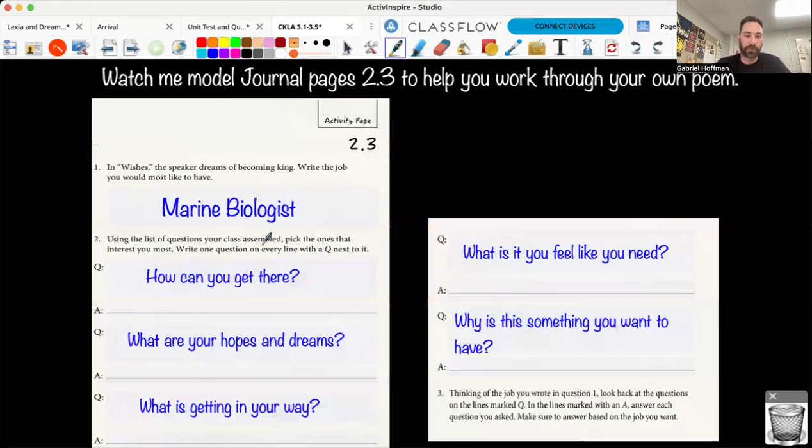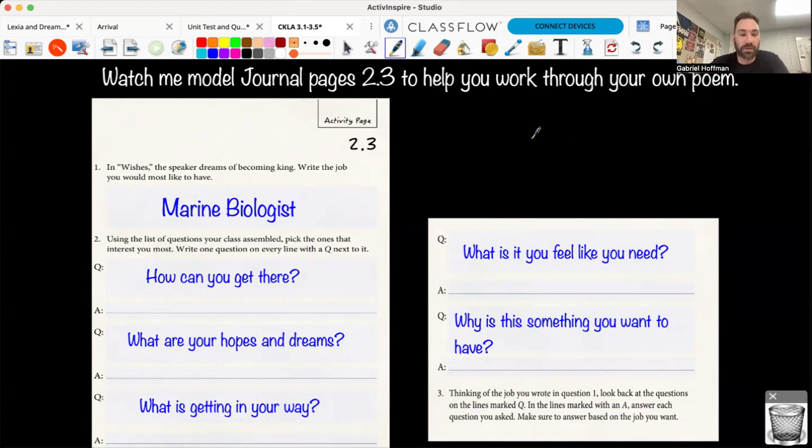Now, I've done an example for you. Activity page 2.3 says, in Wishes, the speaker dreams of becoming king. Write the job you would most like to have. Obviously, I'm doing my dream job of being a teacher. But if I was pretending to be a different job, something I always wanted to do was be a marine biologist. So then it's going to ask you to write several questions to ask yourself about that job.